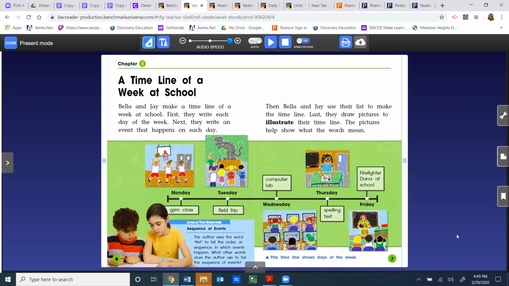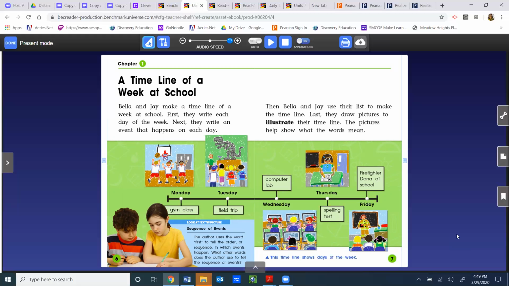Chapter 1, a timeline of a week at school. Bella and Jay make a timeline of a week at school. First, they write each day of the week. Next, they write an event that happens on each day. Then, Bella and Jay use their list to make the timeline. Last, they draw pictures to illustrate their timeline.